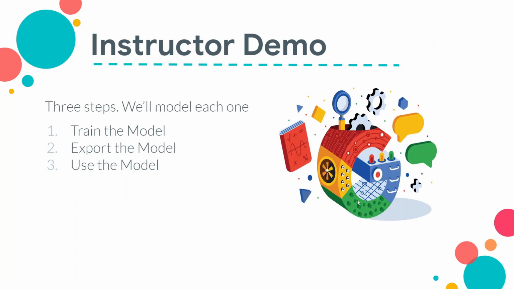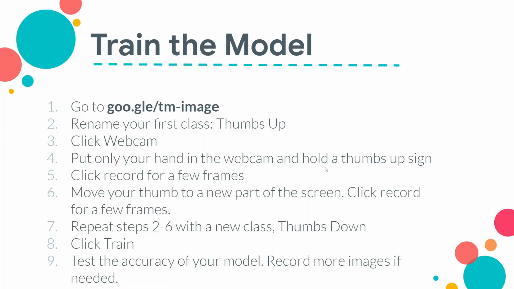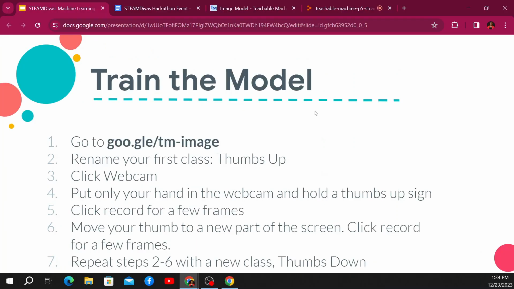So now we're going to go into the demo part. First of all, we're going to have 3 steps to this. We're going to train the model, we're going to export the model, and then we're going to use the model. I sent you guys a document, and it's going to show you how to do the training of the model, and it has access to those links. So we're going to go over to the document. Let me come out of there.